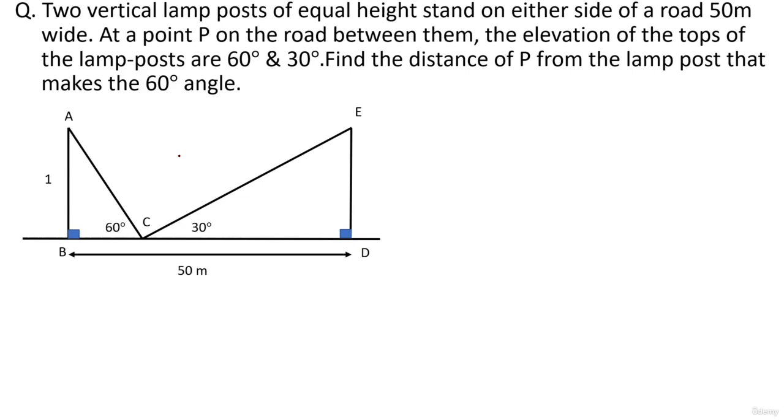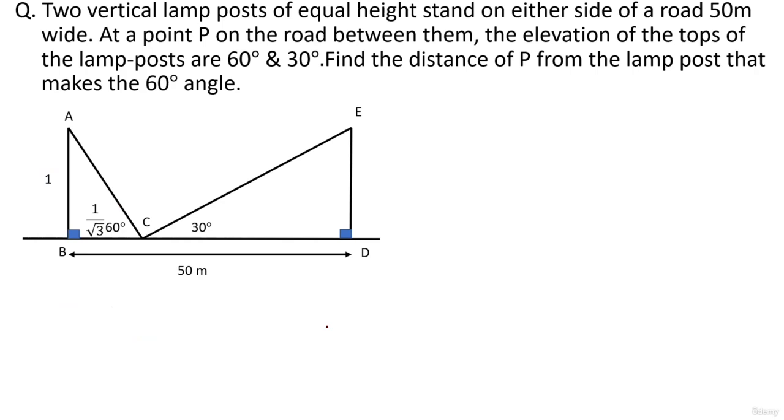Now guys, in triangle ABC, tan 60 will be 1 divided by BC. So in triangle ABC, I can write tan 60 is equal to 1 by BC, or BC will be equal to 1 by tan 60. Tan 60 is root 3, so BC is 1 by root 3. I have put the value of BC here as 1 by root 3.